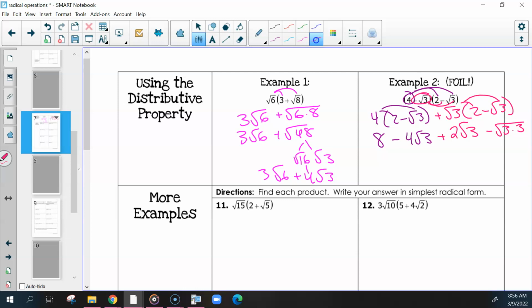So then we can start to simplify a little bit. Before I simplify these, I'm going to go ahead and deal with this. We have 8 minus 4 times the square root of 3 plus 2 times the square root of 3 minus the square root of 9. The square root of 9 can be simplified to just 3.